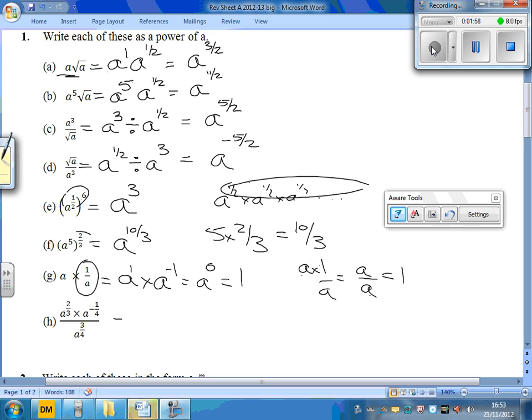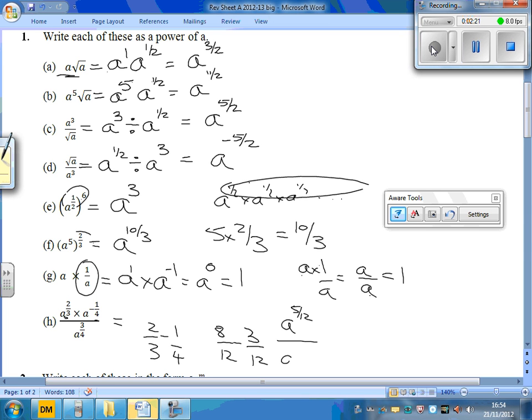And the last one we're going to do, first of all let's work out the top, let's add those powers together. 2/3 add minus a quarter, or 2/3 take away a quarter. You could use a calculator to do it, but change it into twelfths. We've got 8/12 take away 3/12, so on the top we've got a to the power of 5/12.